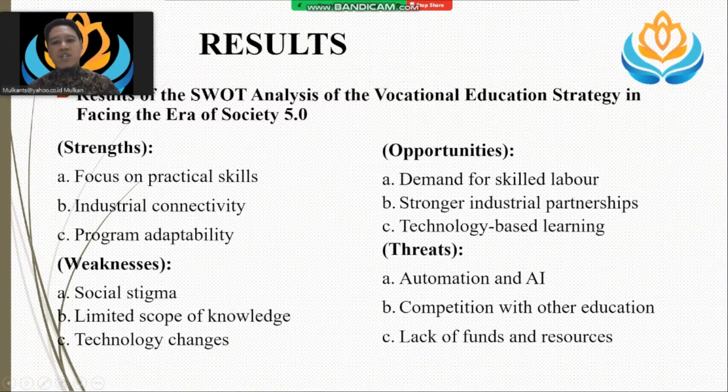Result of the SWOT analysis of the vocational education strategy in facing society 5.0. Strengths: A. Focus on practical skill. B. Industrial connectivity. C. Program adaptability. Weaknesses: A. Social stigma. B. Limited scope of knowledge. C. Technology change.